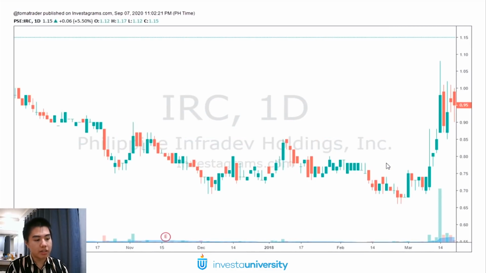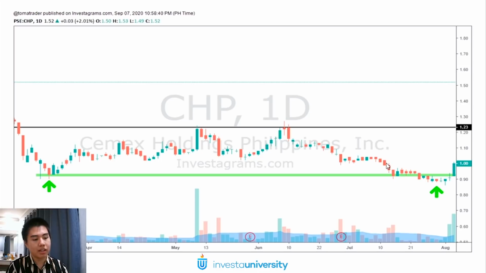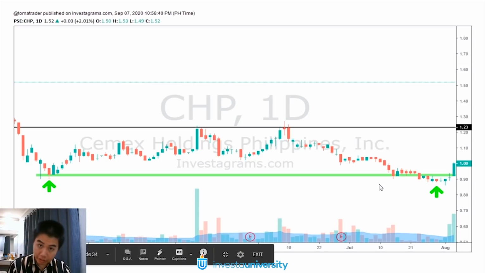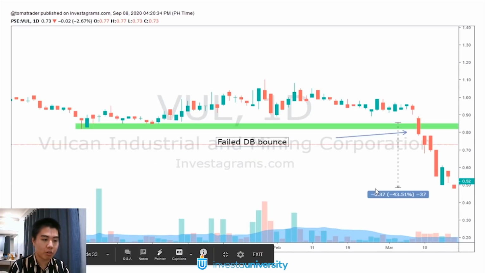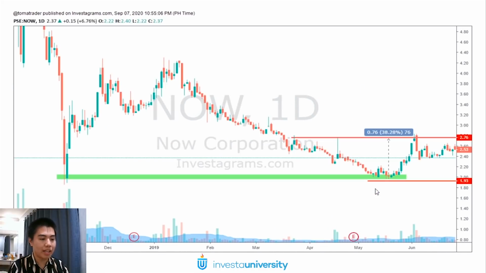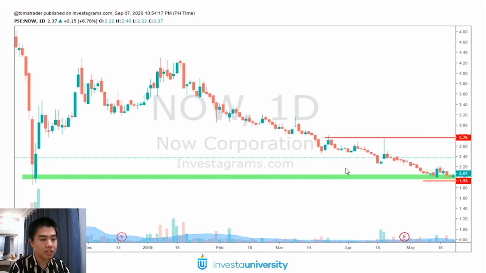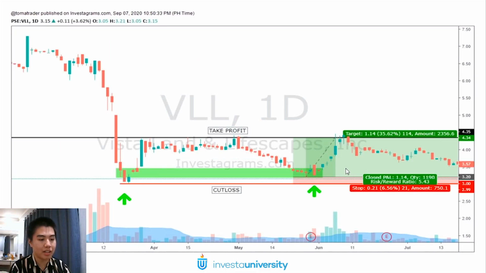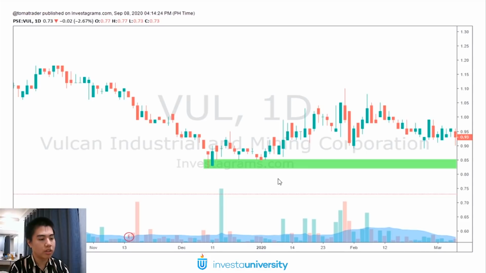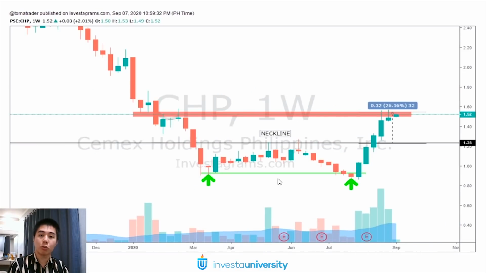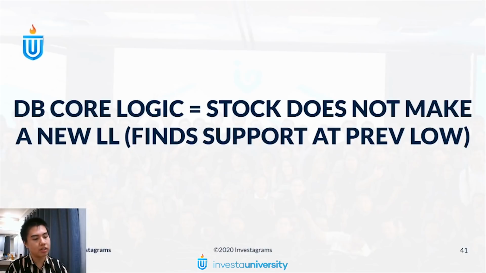Same with CHP. Diba? Let me open the CHP example again. Nag-lower low pero nag-recover agad. Yun yung mahalaga, kaagad mag-recover. Dito kay Now, 'di ba? Ito hindi na nag-lower low, found support at the previous low. And then the same can be said with dito sa VLL. It found support at the previous low. So di siya nag-lower low, or if nag-lower low man lang, very slight lang pero nag-recover agad. That's a solid double bounce trade.